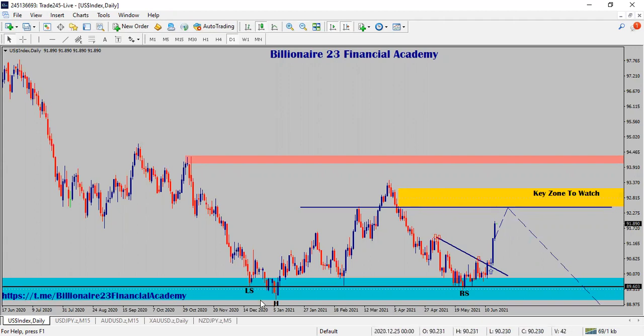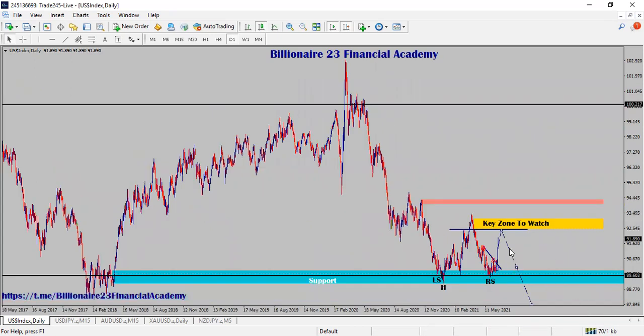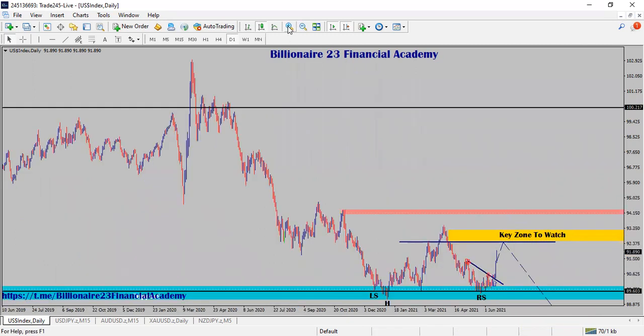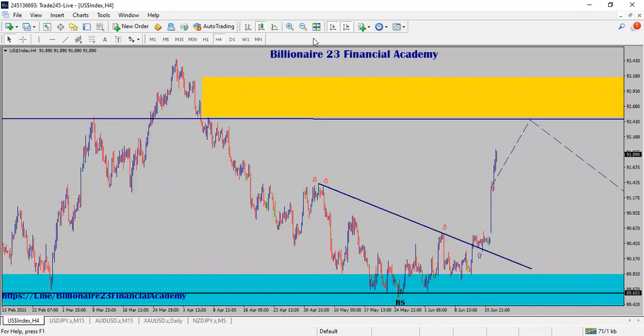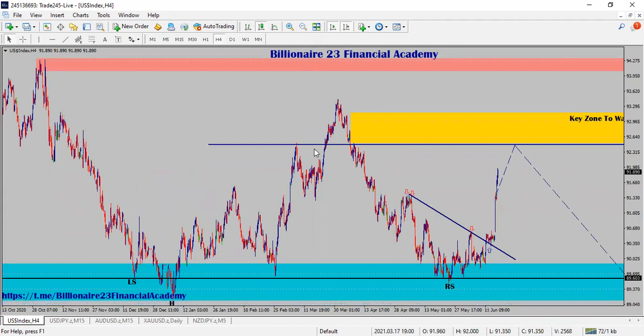The same way we had a head and shoulder down here, we have a potential head and shoulder up here, which price appears to be approaching. Now let me just move to H4. Yeah, we have this potential head and shoulder up here, which price appears to be approaching. The dollar index is approaching that.